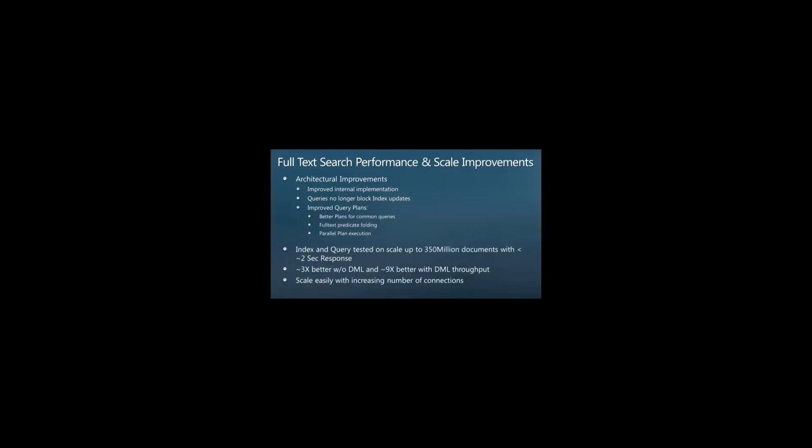We were about 3 times better when there were no updates running, and up to 10 times better with the background updates running in terms of throughput. So that basically means we are achieving one of the goals that we had, of up to 10 times faster. And we also scale more easily now with an increasing number of connections. So let me show you some measurements that we did.